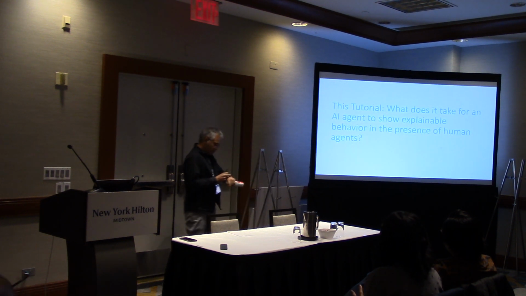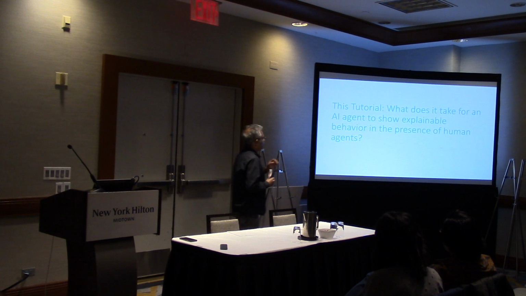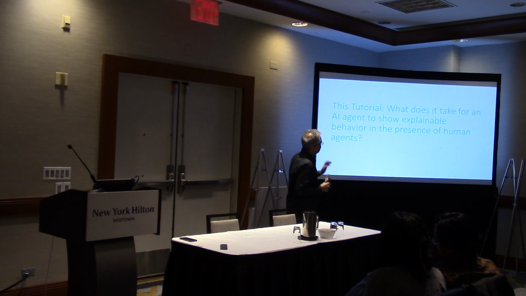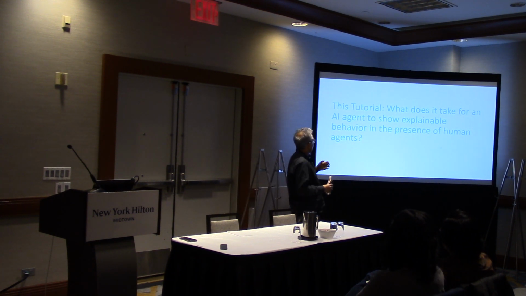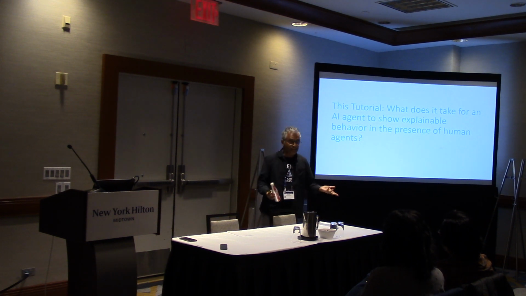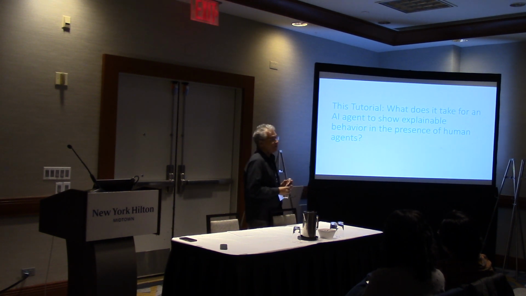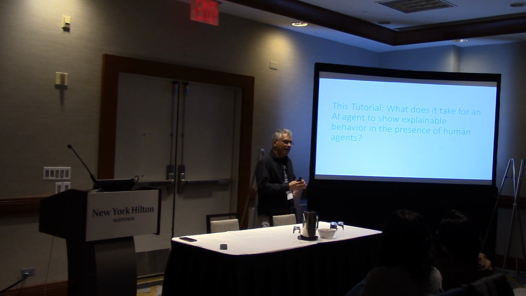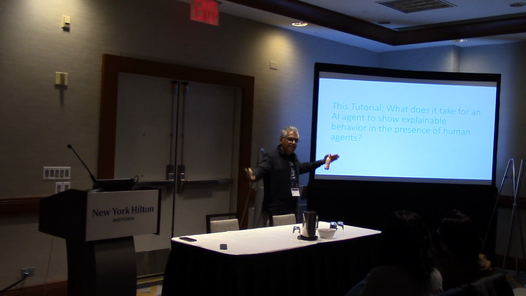So as far as this tutorial is concerned, the real question we're trying to ask to some extent is, what does it take for an AI agent to show either explainable or deceptive behavior in the presence of human agents? Between explainable and deceptive is completely nonsensical behavior, where you are just doing whatever you're doing and the people can't make sense of it. That is non-deliberate. So if you just randomly don't model people in the loop, your behavior is likely to be nonsensical. Either you want to cooperate or to deliberately deceive, you actually have to model it.